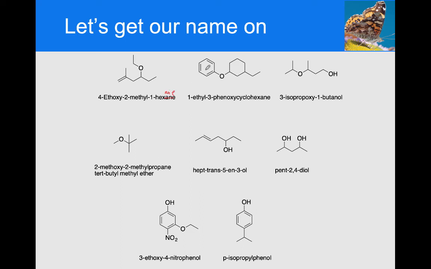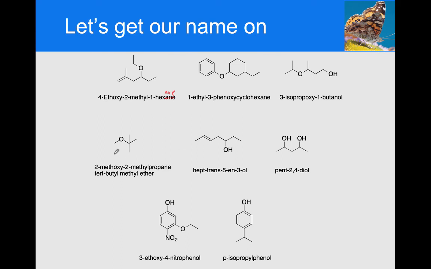This is, again, not a simple ether, and so we're going to have to name this. This is a phenyl group, right? So this becomes phenyl to phenoxy, cyclohexane, ethyl group: 1 ethyl, 3 phenoxy, cyclohexane, 1, 2, 3. Again, not a simple ether, and it's an alcohol. So this is going to be isopropoxy. This is going to be 1, 2, 3, 4 butanol, 1 butanol, 3 isopropoxy.